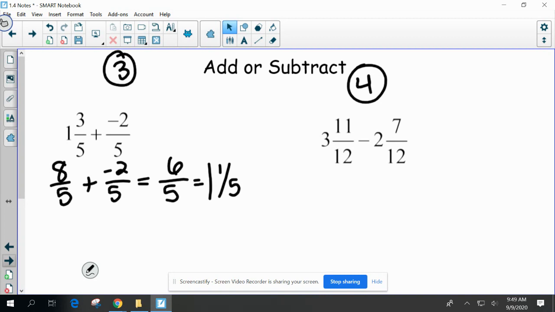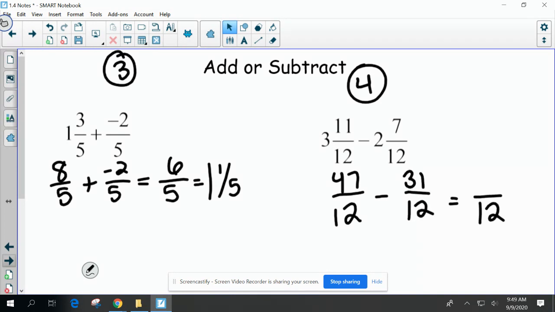All right, so number 4, I'm going to do the same process, make it improper. So 3 and 11/12 would become 47. No, 47. 47 over 12 minus 31 over 12. And then I subtract. And then I get, what's 47 minus 31? I heard 16.